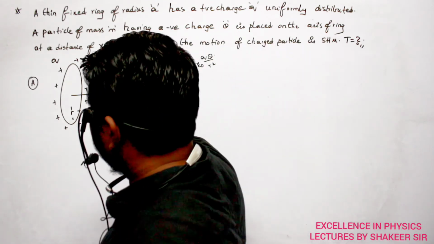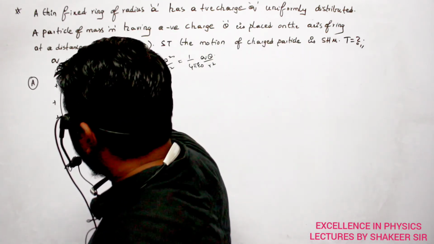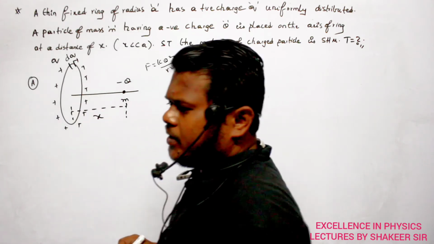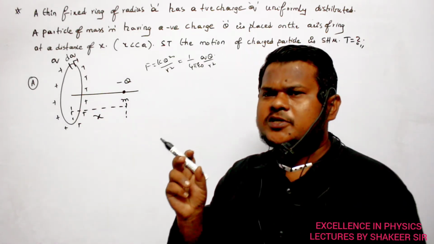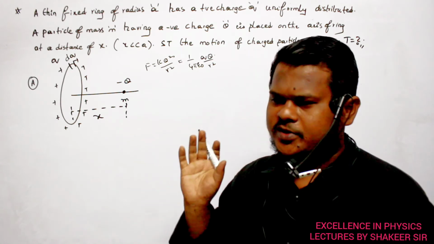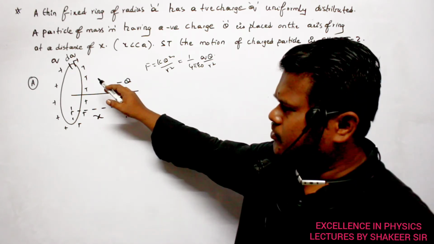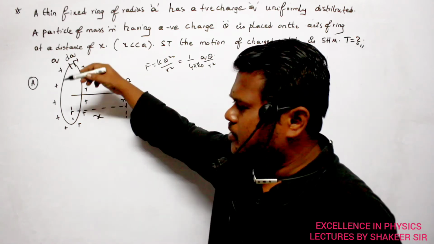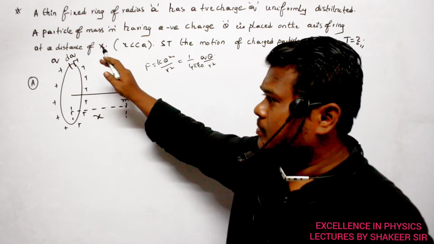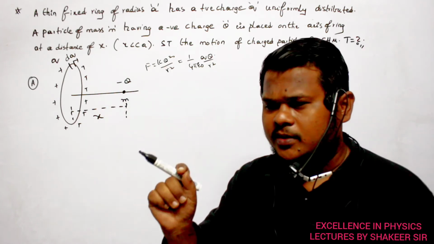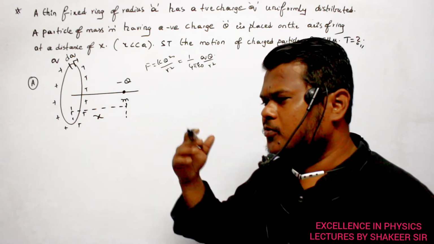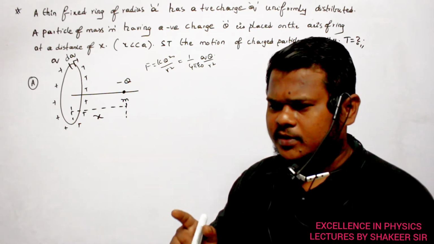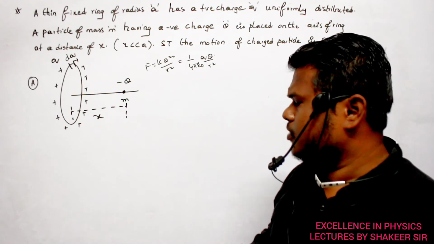Very simple. I will take a very small part of charge here, which is called dq. What is meant by dq? Differential amount of charge, very small charge. If I take a differential amount of charge, it becomes a point charge. This is not a point body, this is an extended body. But I know the force of attraction only if point charges are present. Coulomb's law is applied only for point charges.